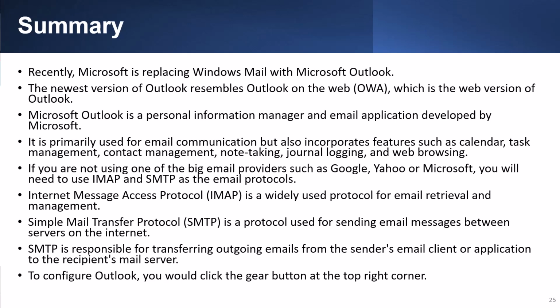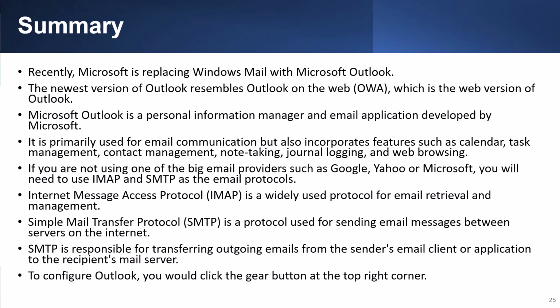In summary, recently Microsoft is replacing Windows Mail with Microsoft Outlook. The newest version of Outlook resembles Outlook on the web, or OWA, which is the web version of Outlook. Microsoft Outlook is a personal information manager and email application developed by Microsoft. It is primarily used for email communications, but also incorporates features such as calendar, task management, contact management, note-taking, journal logging, and web browsing.